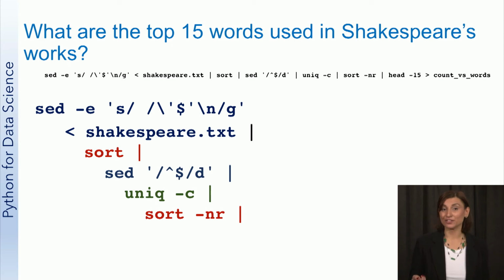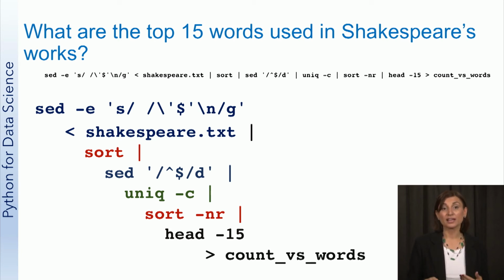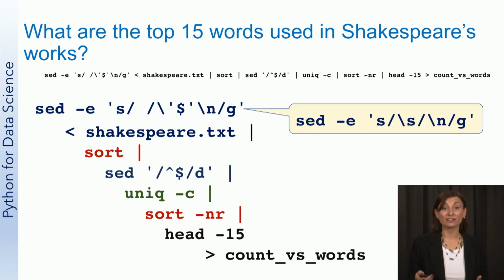Now that we have the count for each word, we need to do a numerical sort with the -nr option for the sort command. Finally, we use the head command to get the top 15 lines in the output of the sort command, and write the output into a file called count versus words. This long but effective one-line command helps us to do a quick data exploration on the shell without having to write a big program. Think of how many lines of Java or C code you would have used to perform the same operation otherwise.